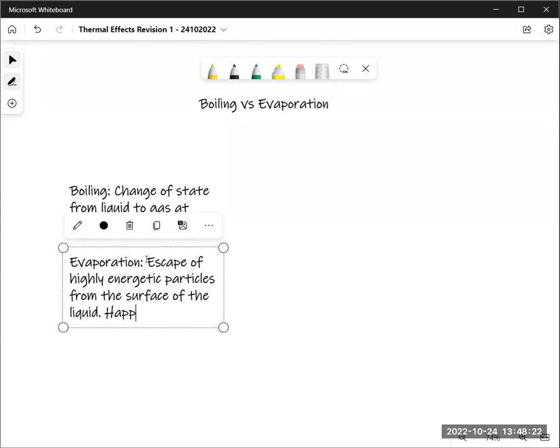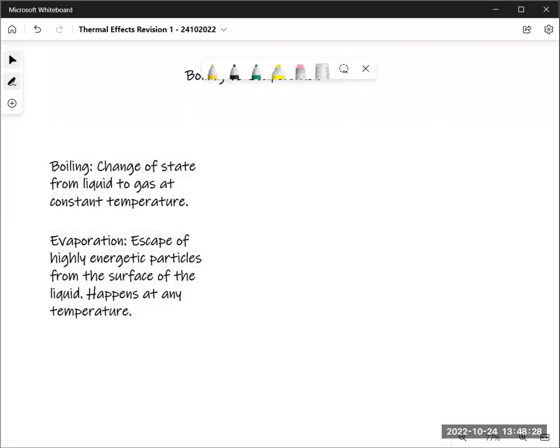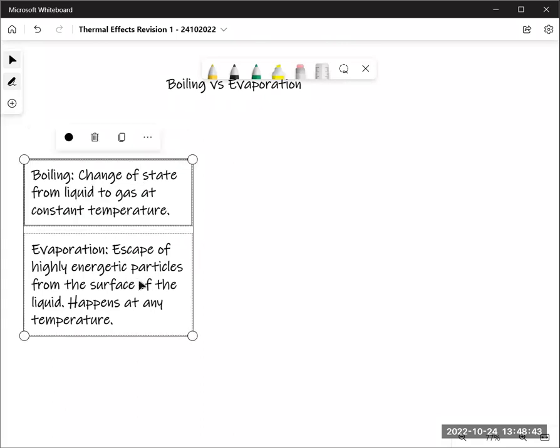Anas, read this out loud. The definitions. All right. Quick. Evaporation, escape of highly energetic particles from surface of the liquid, happens at any temperature. Boiling, change of state from liquid to gas at constant temperature. All right.